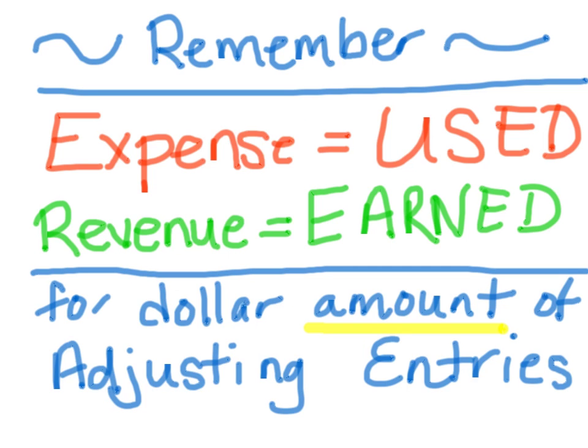When you're looking at writing adjusting entries, the thing you need to remember is that if your adjusting entry includes an expense account, then the dollar amount of the adjusting entry is the amount that's been used. If, on the other hand, your journal entry includes a revenue account, then the dollar amount of the adjusting entry is the amount that's been earned during the period.